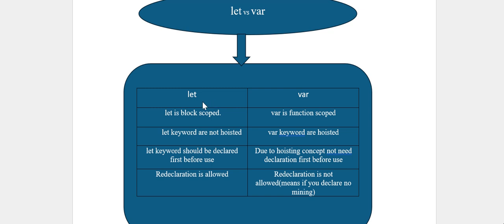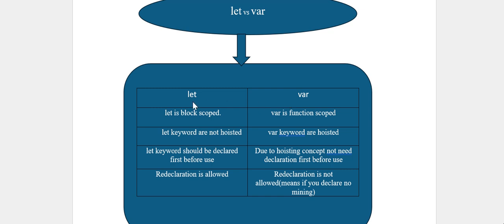Let is also case sensitive in JavaScript. If you use a capital L or capital V to declare the variable, it will throw an error, so you need to take care of that. Because JavaScript is case sensitive, if you use a capital LET, the JavaScript engine cannot understand what a LET is. So you need to use a small let and a small var to declare variables.